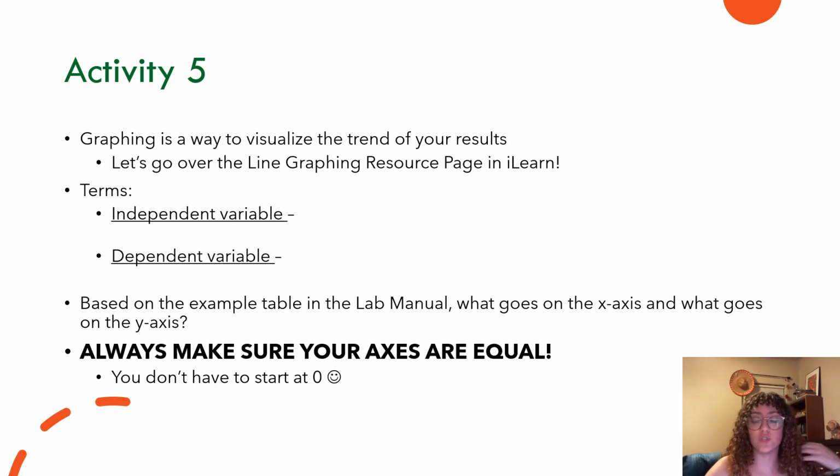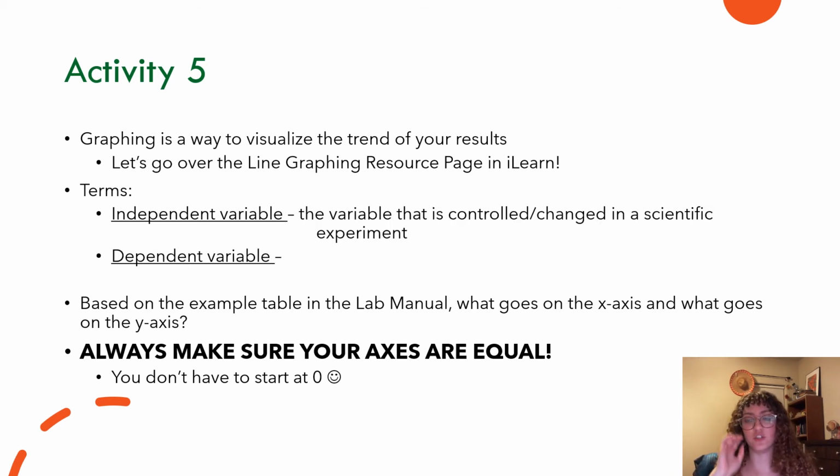So we've got some terms to make sure that you guys understand. The difference between the independent variable and the dependent variable are very important, and they differ based on which axis they go on your line graph. So the independent variable is the variable that is controlled or changed in a specific experiment. Let me define the dependent variable first.